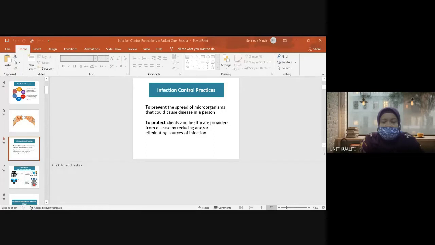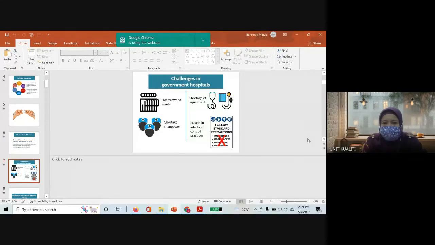So, ini menyebabkan shortage of manpower, shortage of equipment, and also the main challenge is our healthcare worker not following standard precautions, breach in infection control practice, not practising hand washing, not wearing gloves, not wearing mask or gown. Okay, saya teruskan dah ya.